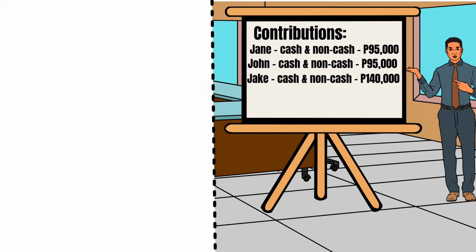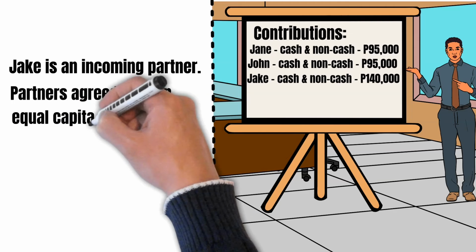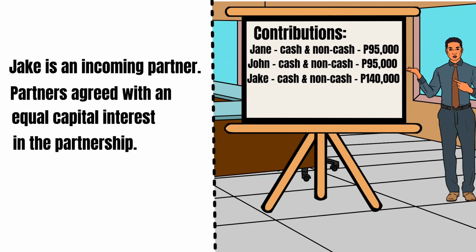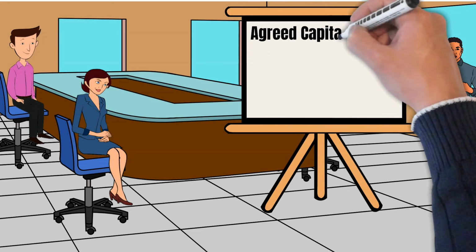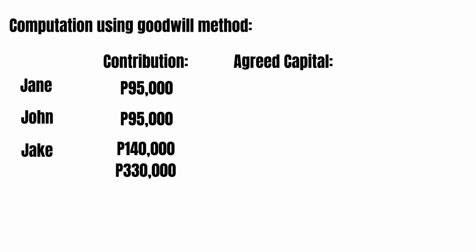Goodwill illustration. Jake is an incoming partner. Partners agreed with an equal capital interest in the partnership. Goodwill method is used. Agreed capital. Same illustration, but this time using Goodwill method.